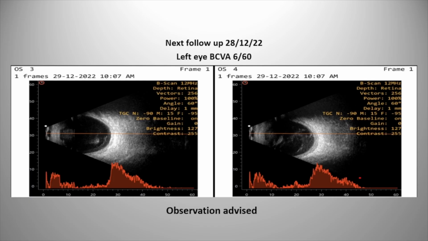However, the patient was lost to follow-up and came on 28th of December after 4 months presenting with best corrected visual acuity in the left eye of 6/60. In the B scan, subhyaloid heme was seen, the retina was attached, and clump echoes were noted inferiorly. Again, this was like a first episode, and this presentation of diminution of vision was around 10 days, so observation was advised.